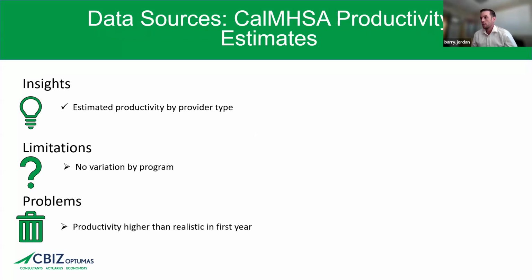Another data source is Cal MESA productivity estimates. This information allowed us to look at productivity differentials by provider type. The limitation is that there's not variation by program within the source. And overall, the productivity is higher than realistic within the first year.